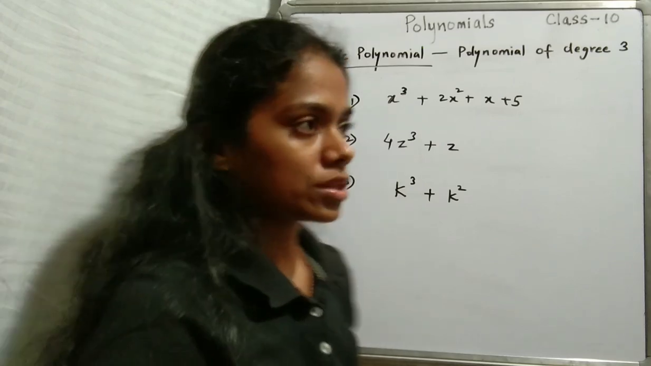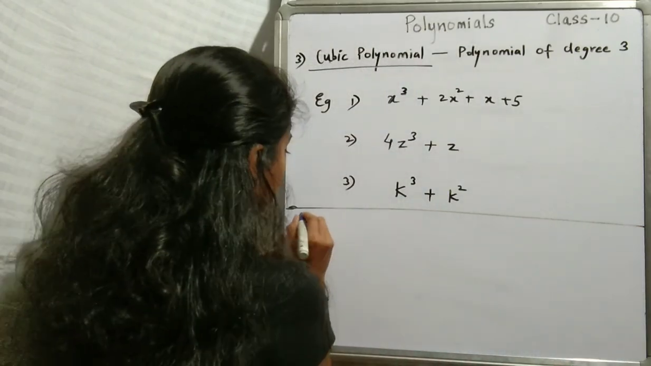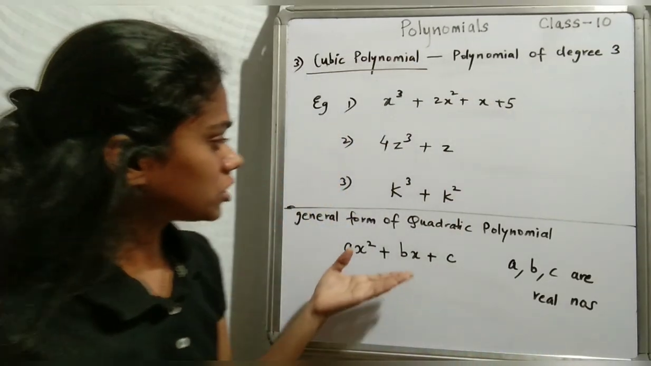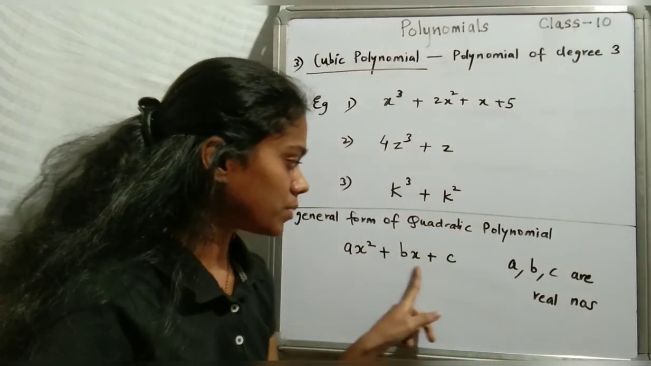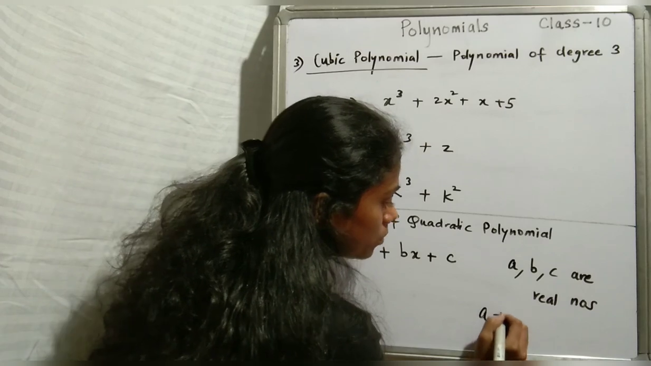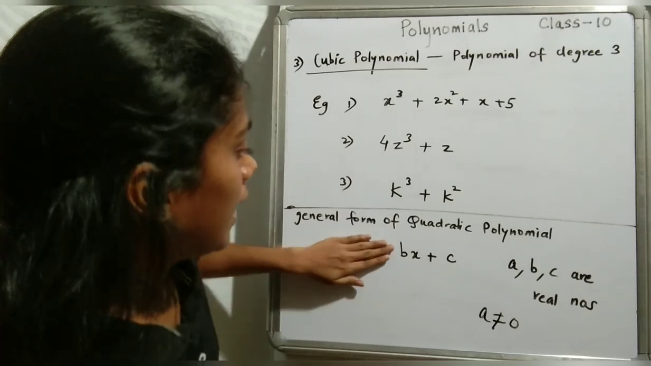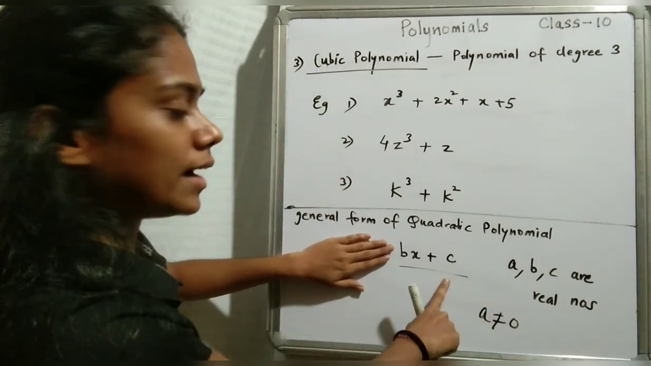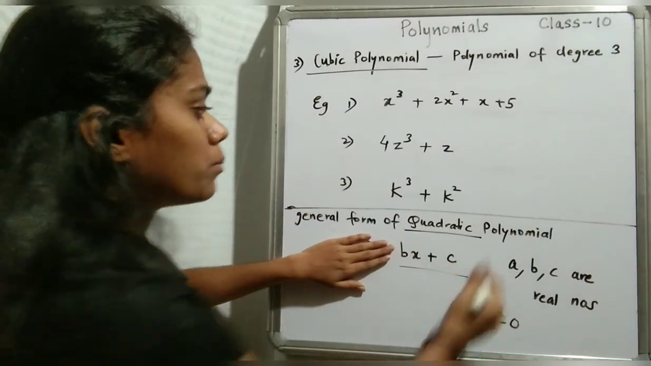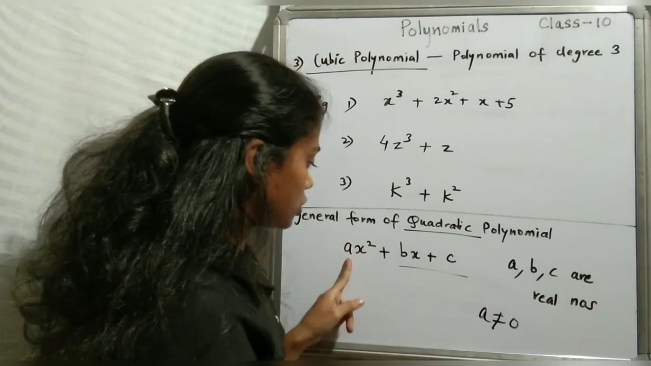Okay, I forgot to tell you about the general form of a quadratic polynomial. Now this is the general form of a quadratic polynomial: ax square plus bx plus c, where a, b, c are real numbers, and the important condition is a cannot be 0, because if a is 0, this term will disappear and you will be left with this, and this is a linear polynomial, right? And we don't want a linear polynomial, we want a quadratic polynomial. Quadratic polynomial means polynomial of degree 2. So to have a degree 2, a should be non-zero.